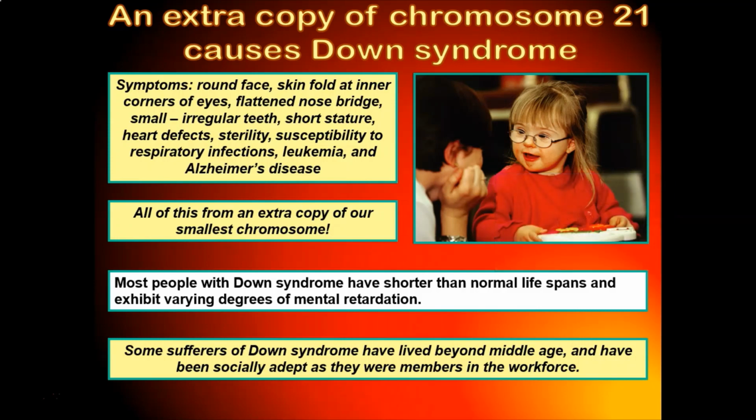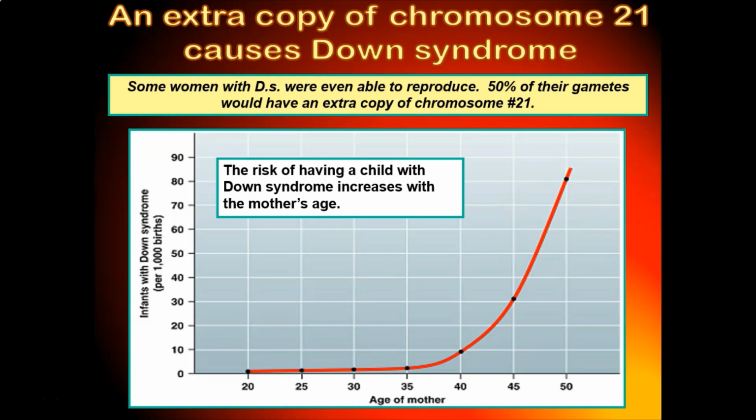It's a shame. So most people with Down syndrome have shorter than normal lifespans and have varying degrees of mental retardation. Now, some people have joined the workforce, and there are even movie stars and actors and things like that. But generally, this is a pretty tough disease to deal with. Some women with Down syndrome, now we said they're sterile, but there have been cases where some women with Down syndrome were able to reproduce.